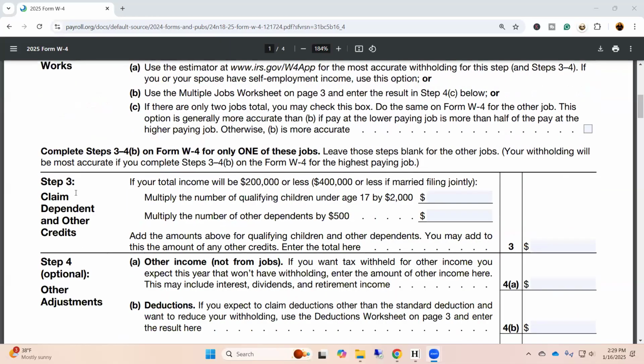So for this next part, step three, as I mentioned, he has three daughters, okay? They're all under the age of 17. So for the tax year 2025, the credit for each daughter is $2,000. So we would go three times the 2,000 to get 6,000. Okay.